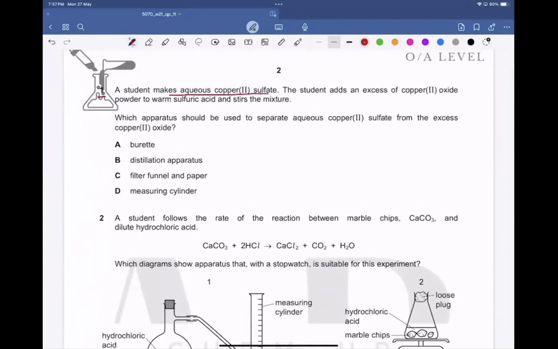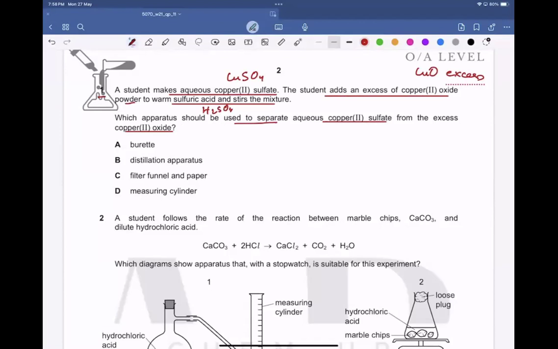A student makes aqueous copper(II) sulfate. The student adds an excess of copper oxide powder to warm sulfuric acid and stirs the mixture. Which apparatus could be used to separate the aqueous copper(II) sulfate from the excess copper(II) oxide? So there is an aqueous solution and an excess solid.